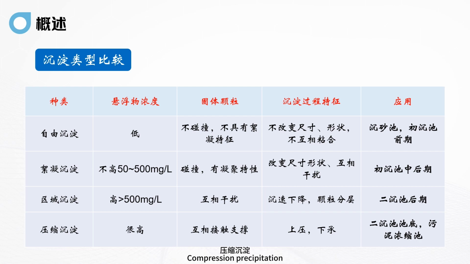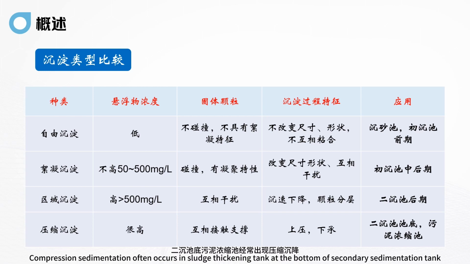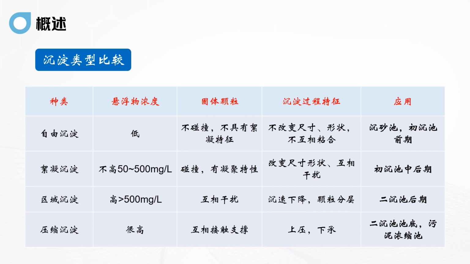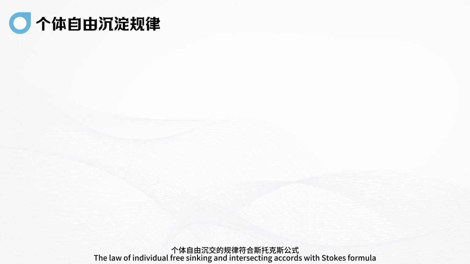Compression precipitation. Its sludge concentration is relatively high. Particles contact and support each other, with upward pressure sinking. Compression sedimentation often occurs in the sludge thickening tank and at the bottom of the secondary sedimentation tank. The law of individual free sinking accords with Stokes' formula.